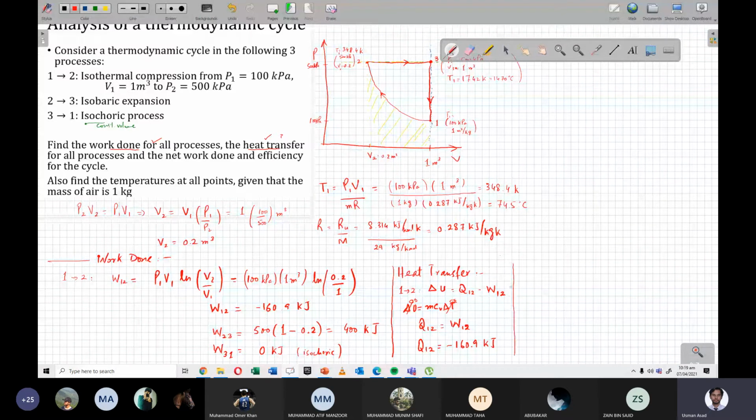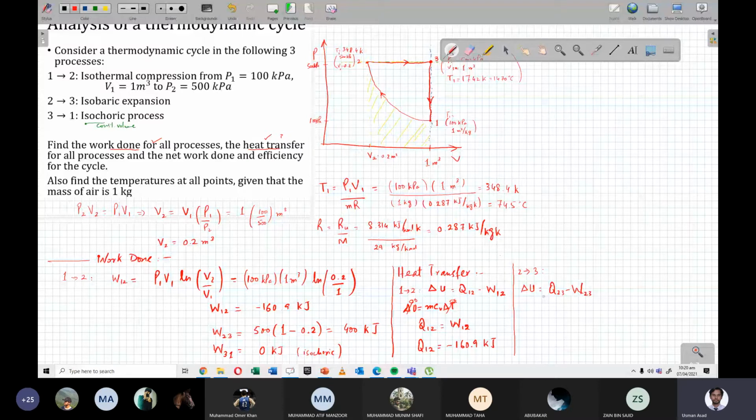Any questions? So I'm going to assume that means no. So for process 2 to 3, we already knew the work done, and we are now talking about heat transfer. So once again, delta U is equal to, now it's Q23 minus W23, right?